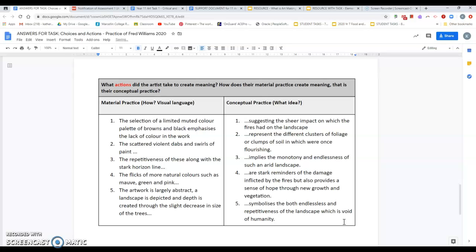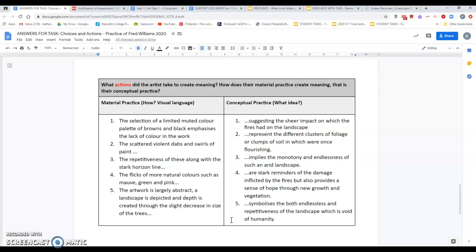The scattered violent dabs and swirls of paint. So not just dabs and swirls, I've said scattered violent dabs and swirls of paint, represent the different clusters of foliage or clumps of soil which once were flourishing. Number 3, the repetitiveness of these, along with the stark horizon line, still talking about the dabs, implies the monotony and the endlessness of such an arid landscape. Number 4, the choice of adding flicks of more natural colours such as mauve, green and pink are stark reminders of the damage inflicted by the fires, but also provide a sense of hope through new growth and vegetation.